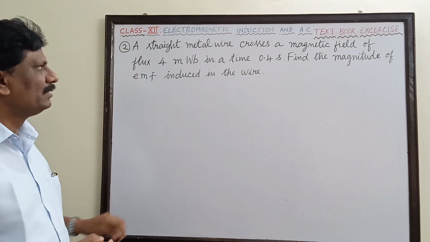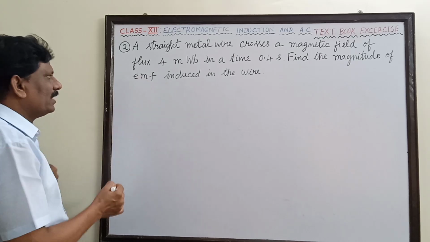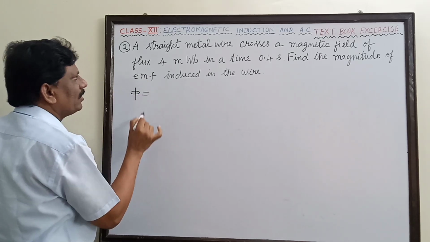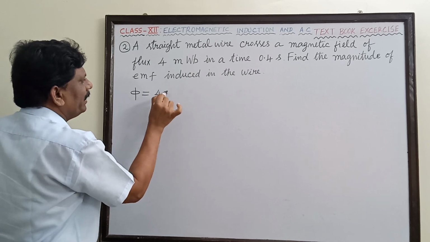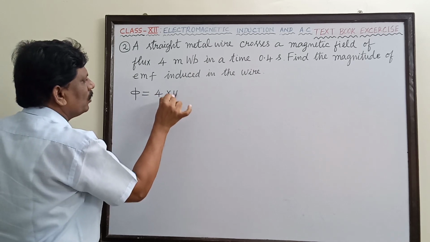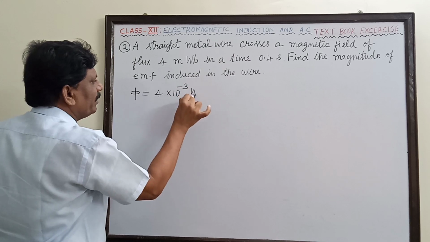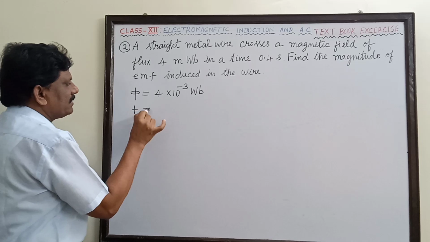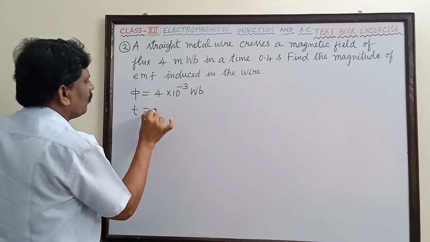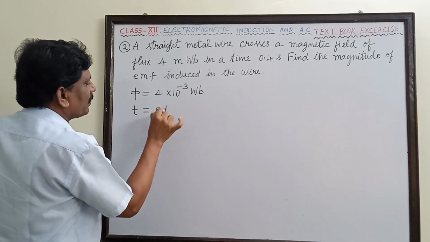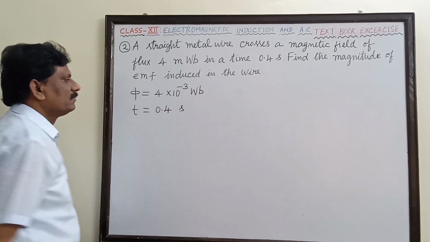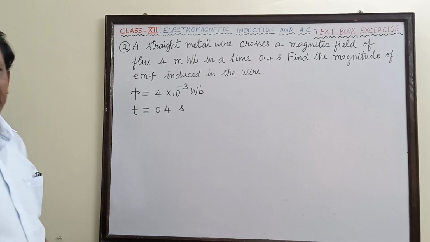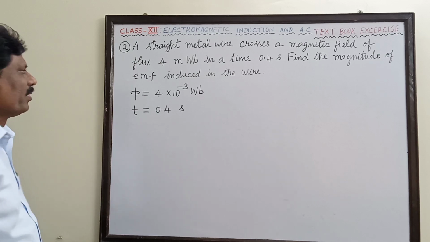Very simple problem. We will write the given quantities. So the magnetic flux phi is equal to 4 milliweber, so 4 into 10 power minus 3 Weber, at the time t is equal to 0.4 second. Okay. So we have to find the magnitude of the induced EMF.